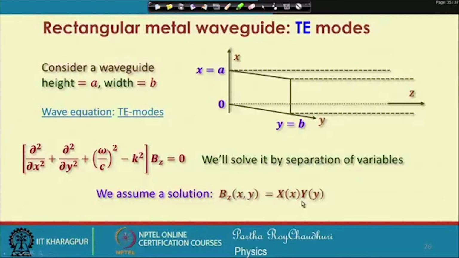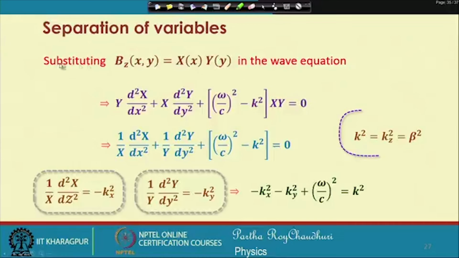We assume that B z is a product of an x dependent and a y dependent function. Then we can substitute this into the wave equation and separate them. This is again the very well known technique of separating the variables. This quantity is entirely a function of x, and this quantity is only a function of y. Putting these two together, it is equal to minus k x square minus k y square plus omega by c whole square, which will be equal to k square.